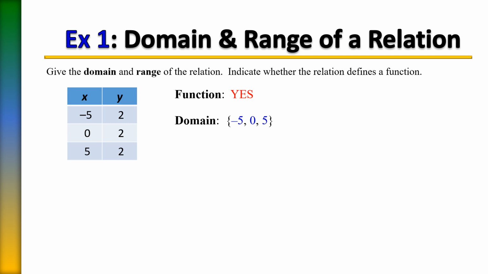Recall the range is your output or your set of y values. I only see one number, and yes, they repeat themselves, and that's fine. With a regular function, it is okay if your y values repeat themselves, but your x values cannot repeat themselves. So we only have one number as our output or range, and that number is simply 2.